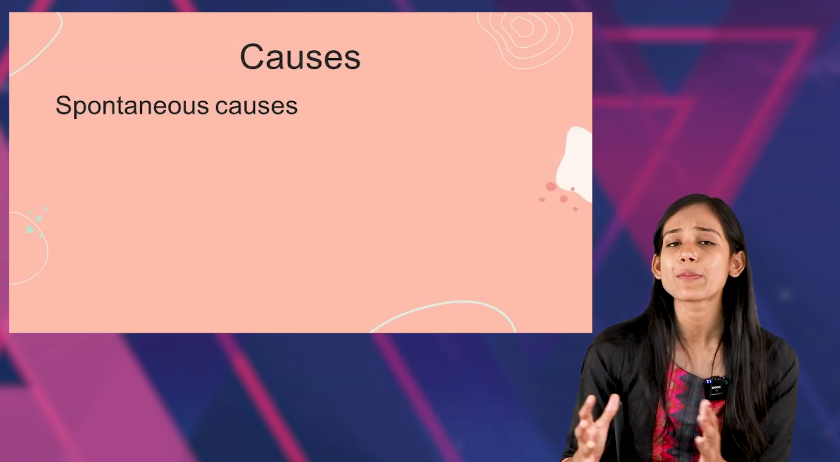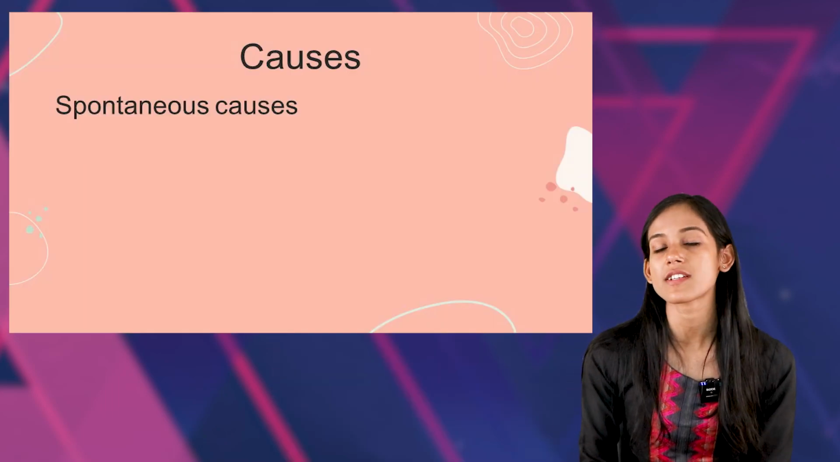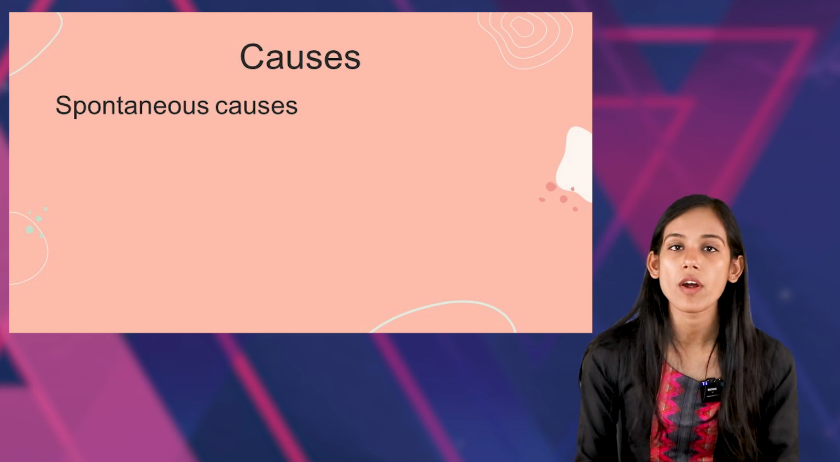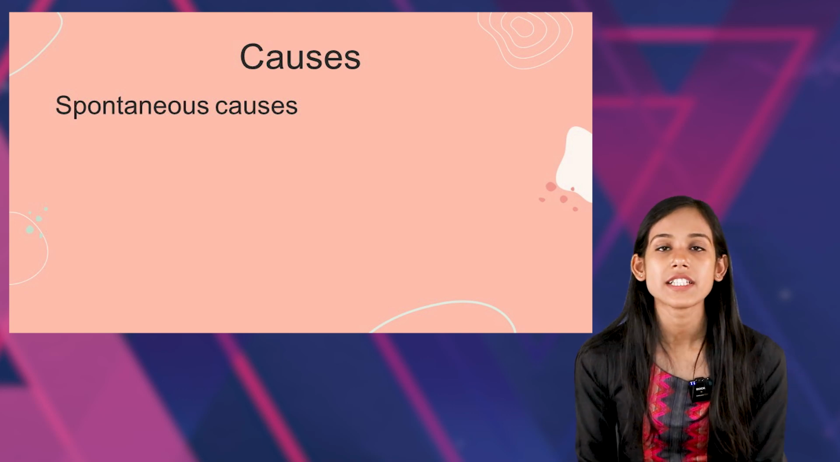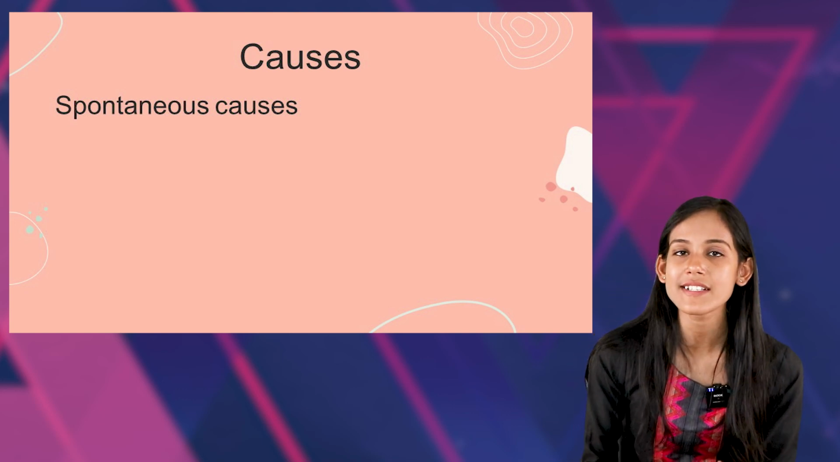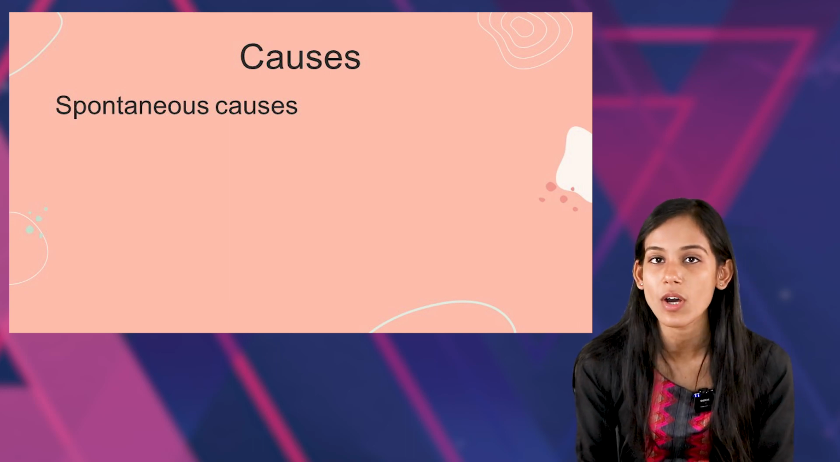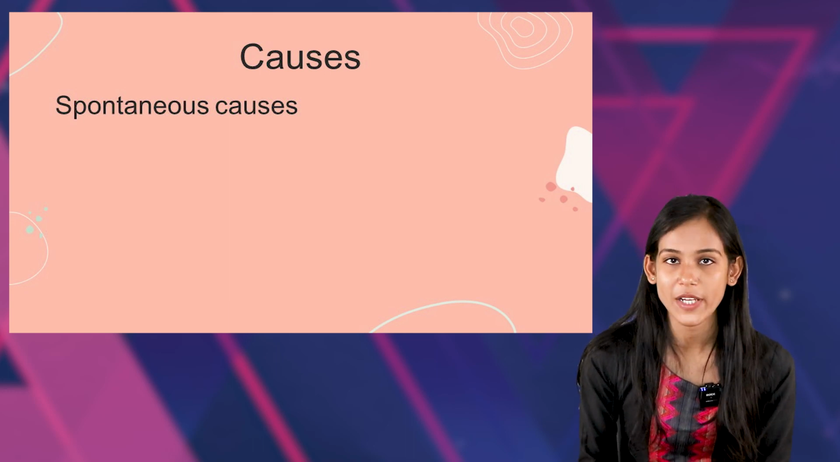To do that, we have to eliminate the causes of small for dates babies or low birth weight babies. That's the reason we have to learn about the causes of low birth weight babies. So let us see what actually causes low birth weight babies. Basically, here we have divided the causes into two parts, that is spontaneous causes and induced causes. First, let us understand what these spontaneous causes are that might cause a low birth weight baby.